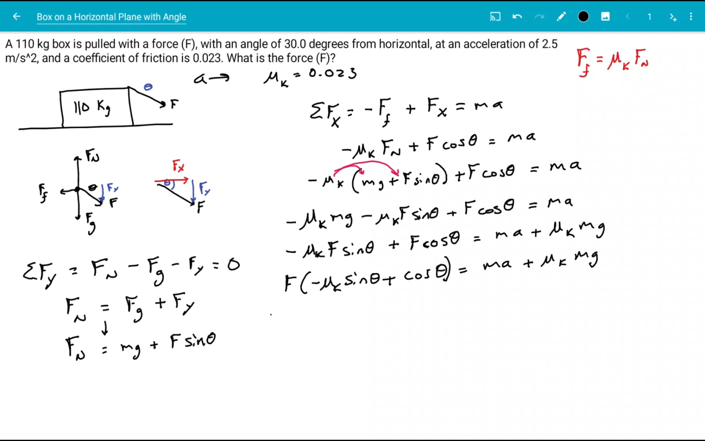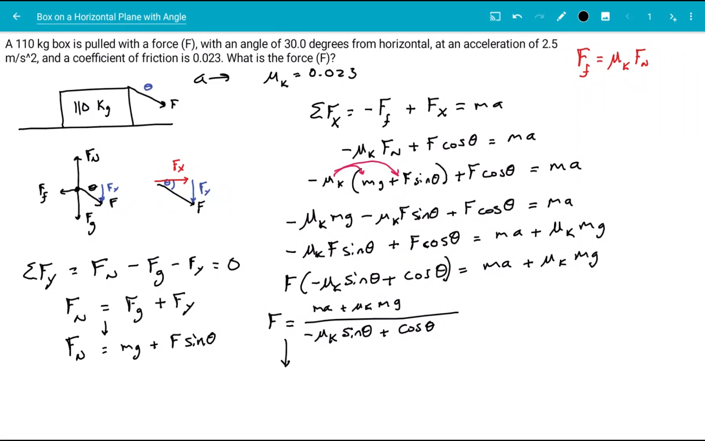So let's get our equation set up. Notice that I did not put any values in. Move the variables around until you've got it set up the way it's supposed to be, so that you'll make fewer mistakes. F equals ma plus mu k mg. Actually, I could factor out the m here, and I'll do that with the values. Over the quantity cosine theta minus mu k sine theta. Okay, I just moved the quantity over.